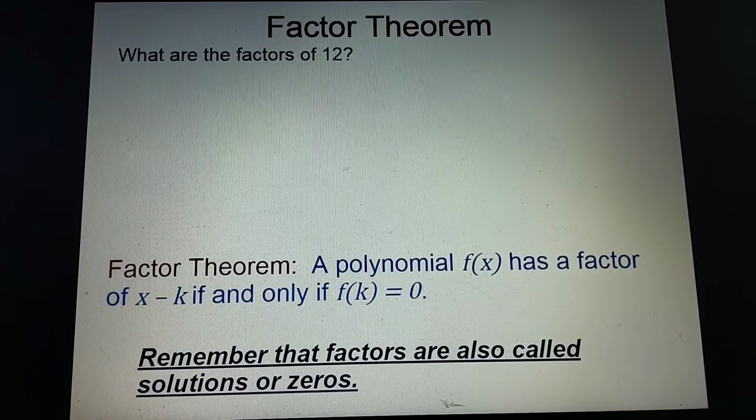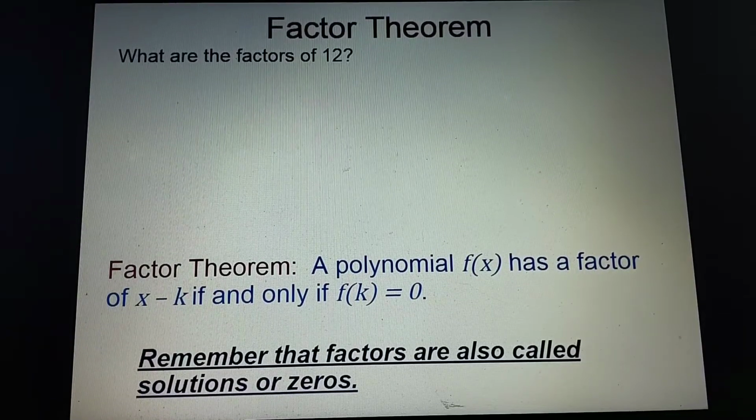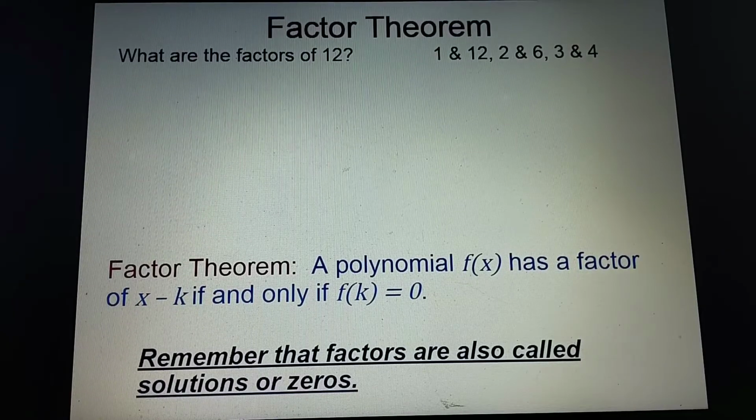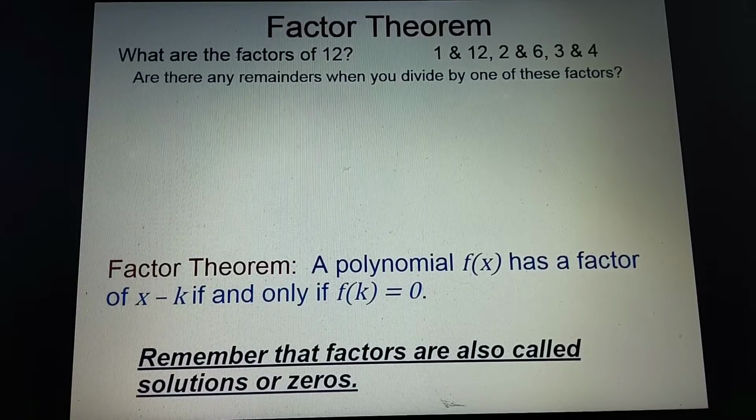First of all, we're going to start with something called the factor theorem. Think about if I asked you what the factors of 12 are. You would tell me they are 1 and 12, 2 and 6, 3 and 4. Now when you take 12 and divide it by any of those factors, like 12 divided by 2, you get 6. Do you have a remainder? No, you don't. When we are doing polynomials, it's the same thing.